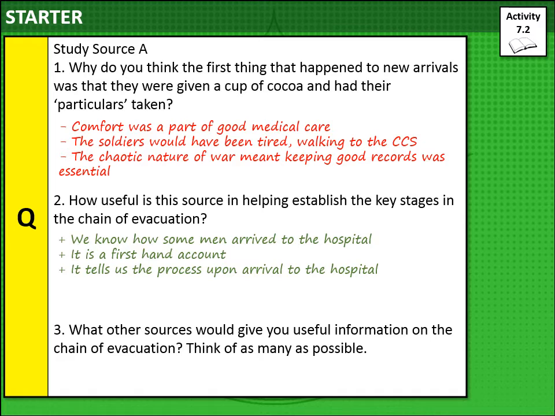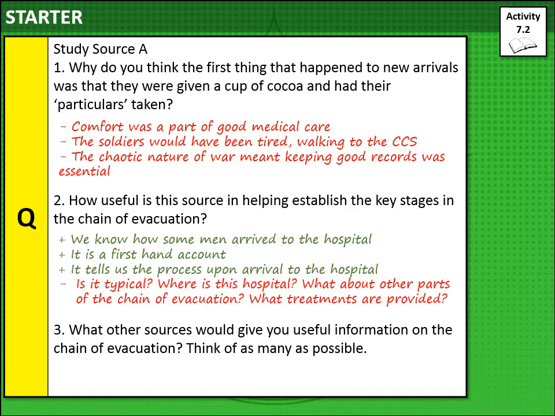It also tells us the process upon arrival to the hospital. The cocoa and the particulars are taken. However, it's not useful because, well, we don't know if this is typical. Did every hospital offer cocoa and ask for particulars, personal details to be taken? We also don't know where this hospital is. And we don't know about the other parts of the chain of the evacuation. Did you just immediately go to hospital when you were injured? Lastly, it also doesn't tell us about treatments.